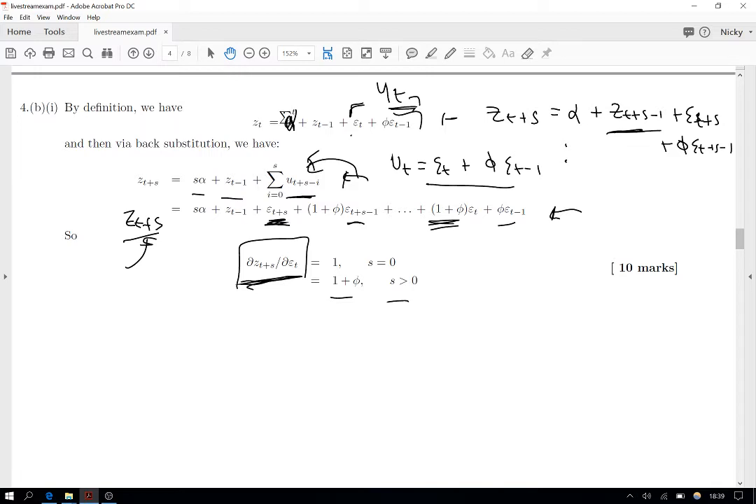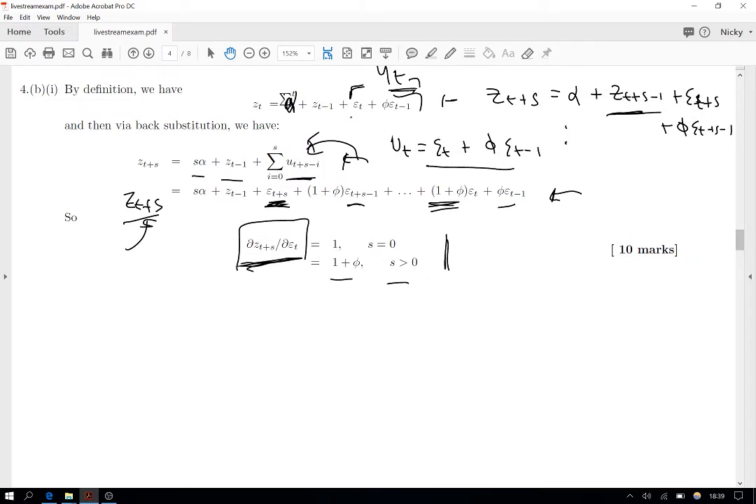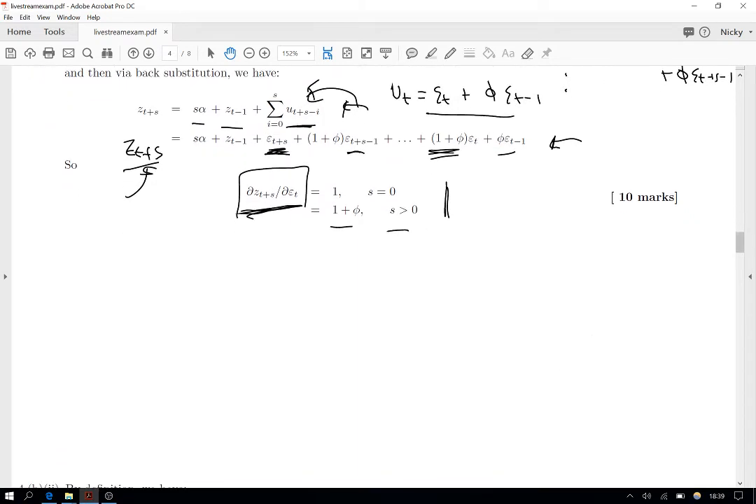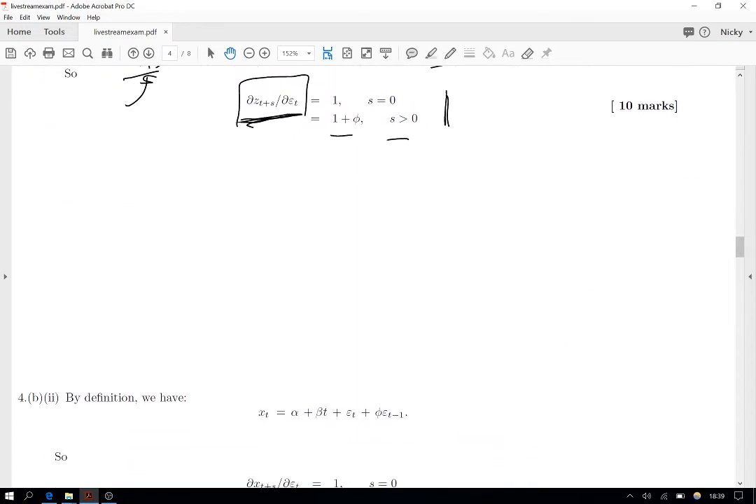And that's it. Okay? So the key part here was just to back substitute and to write Z_{T+S} as a function of all the past shocks of epsilon_T, and then just differentiate both sides for different S's. Okay, so we saw this in the final lecture. We saw it at the end of lecture 7 and also at the start of lecture 8.